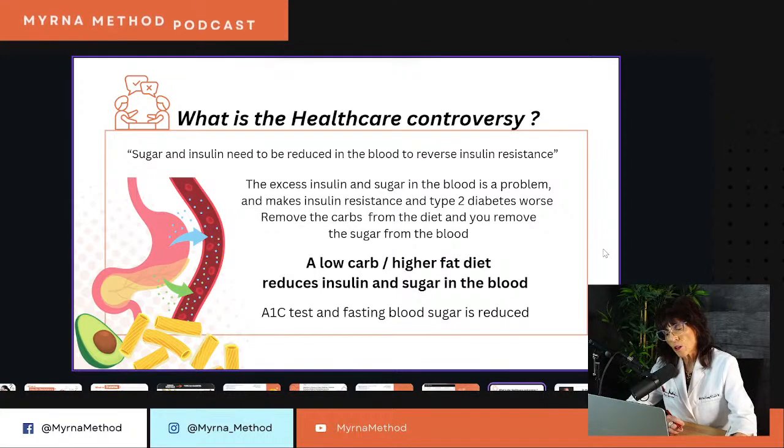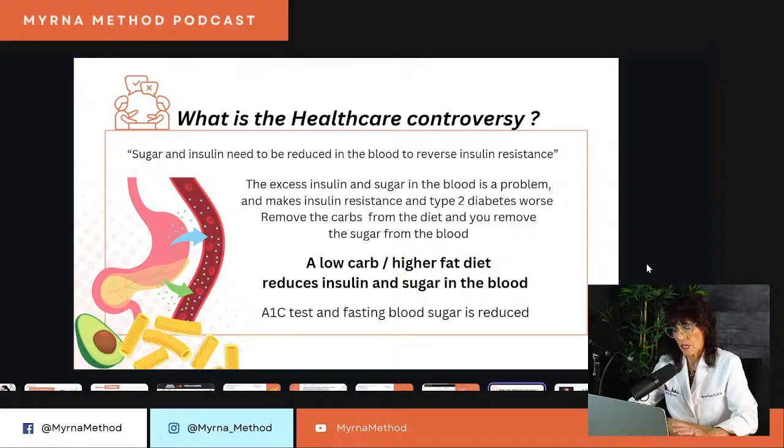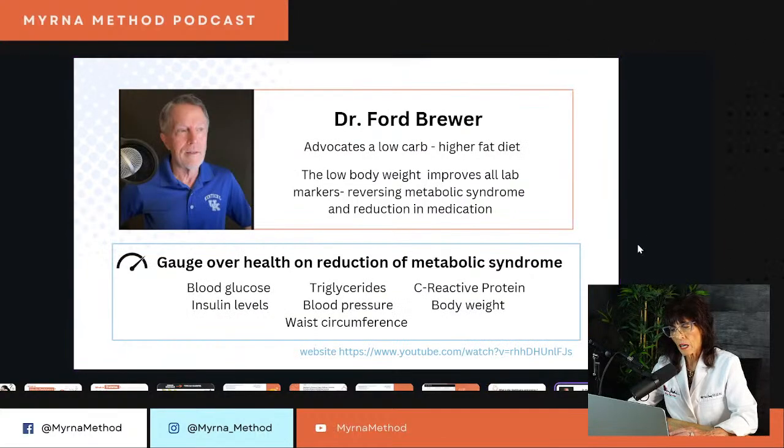So that's where a low-carb, higher-fat diet has been recommended by so many healthcare professionals. And it actually lowers the A1C testing, which I will talk about after I talk about some very prominent doctors that are getting great lab results, and they're on the internet. I think Dr. Brewer, very well respected.